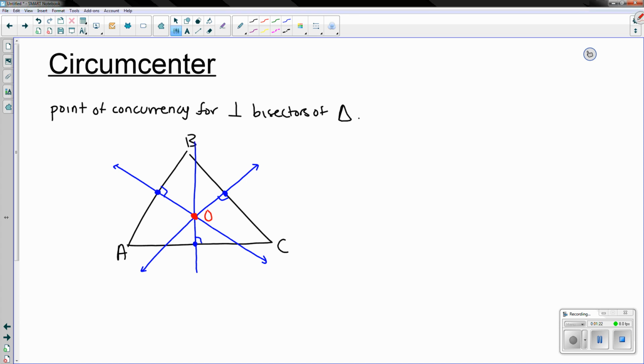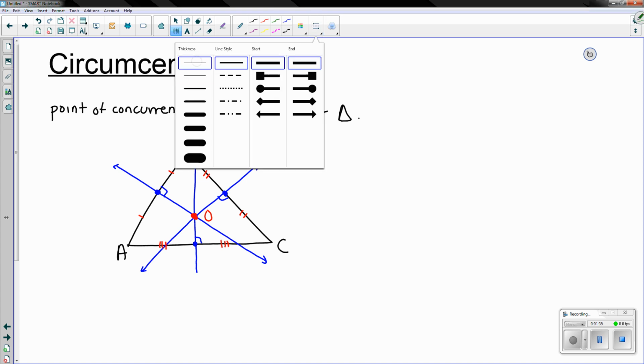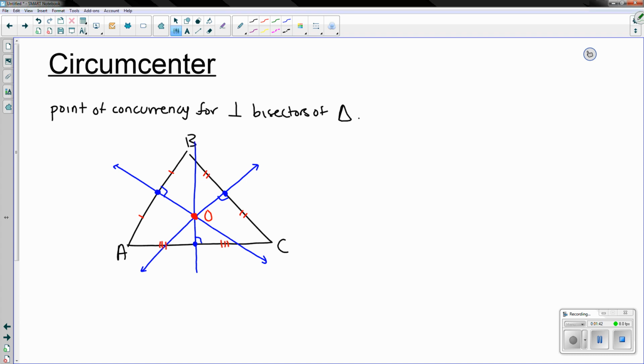Now, as we noted, in order for this to bisect, it has to pass through the midpoint, so we know that this segment is congruent to that segment, this subsegment and this subsegment are congruent, and this subsegment and this subsegment are congruent. Now, the special property of the circumcenter is that it is equidistant from each vertex. So if I draw a line from vertex A to O, and draw a line from O to vertex B, and draw a line from C to point O, these segments are all equal in length. So that's the special property there.